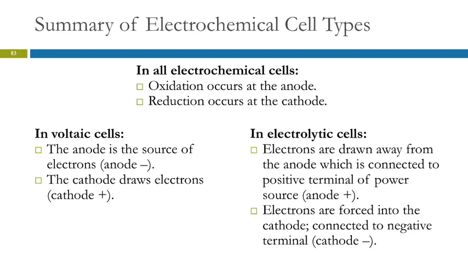It's the positive terminal of the energy source that is connected to it to pull electrons away from it, and electrons are being forced into the cathode, and so the cathode is connected to the negative end of the battery, or the voltage source. It's still anode to cathode, it's just charges are switched?